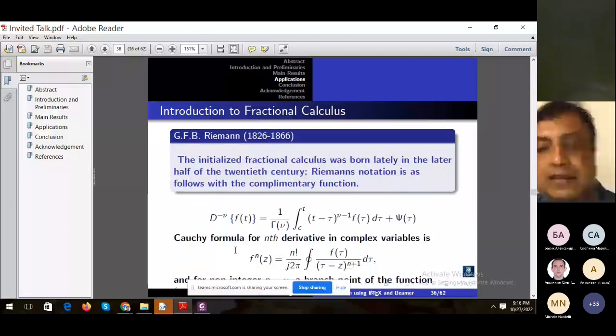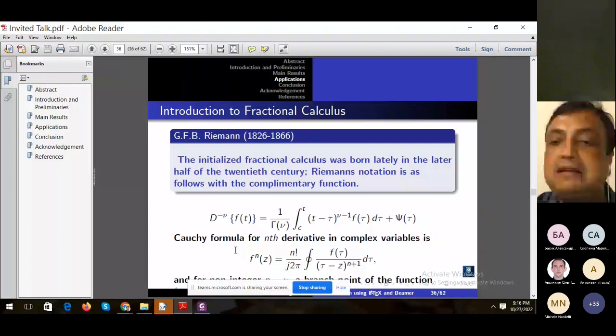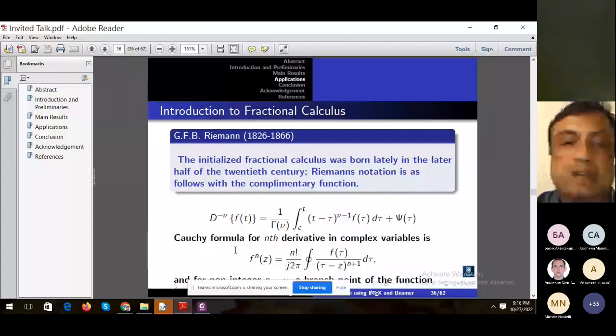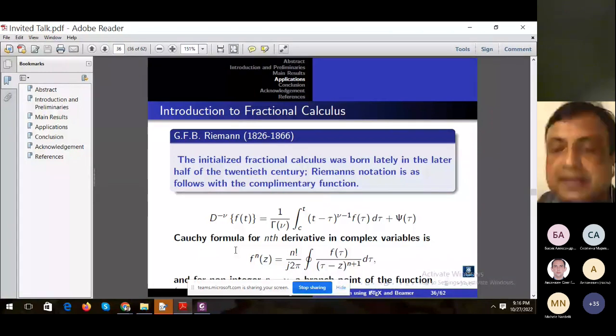Then we are talking about the great Riemann, and the initialized fractional calculus was born later in the latter half of the 20th century. Riemann notation follows the complementary functions. We all know the Cauchy-Riemann equations are a very important contribution by Professor Riemann in complex analysis in pure mathematics, where we are dealing with different kinds of domains: Fourier series, fractional operator, integral transforms, or maybe the residues.